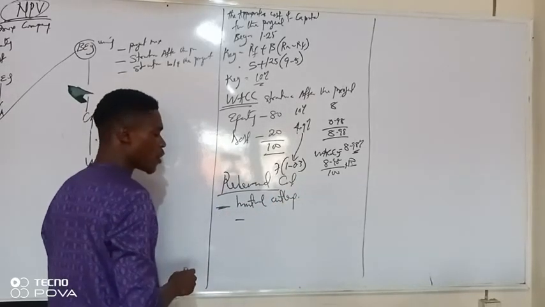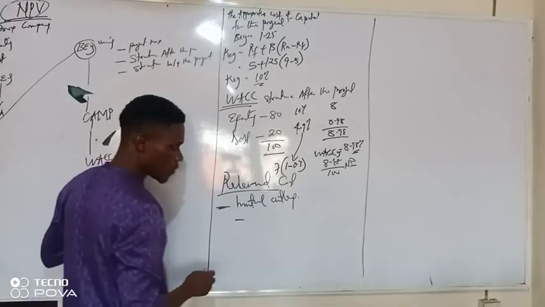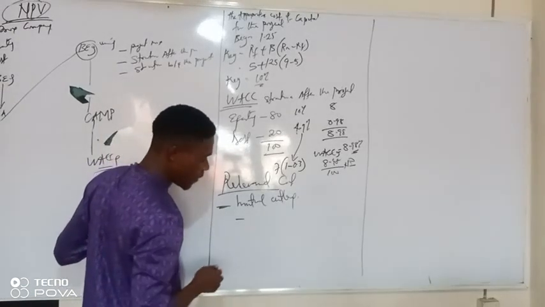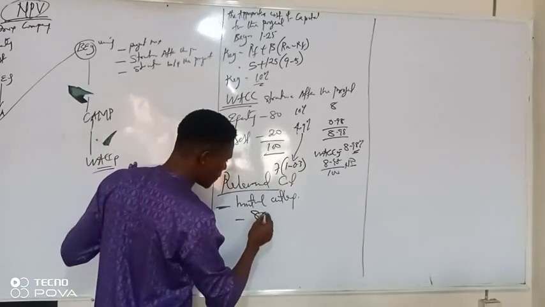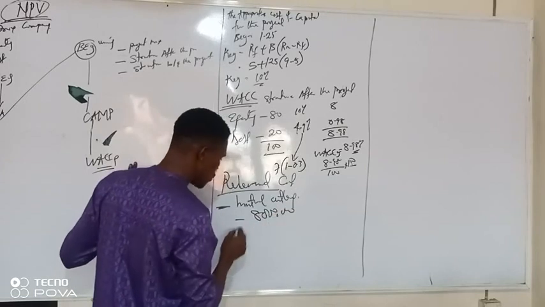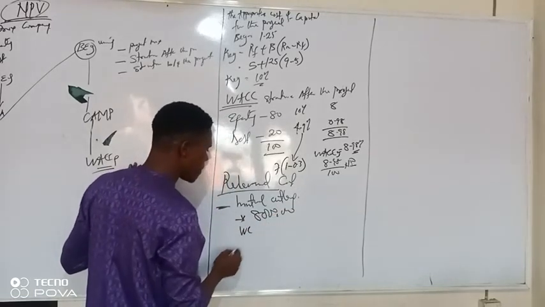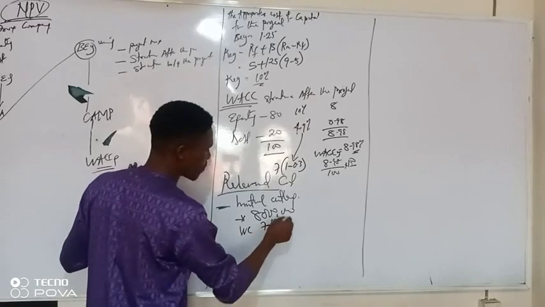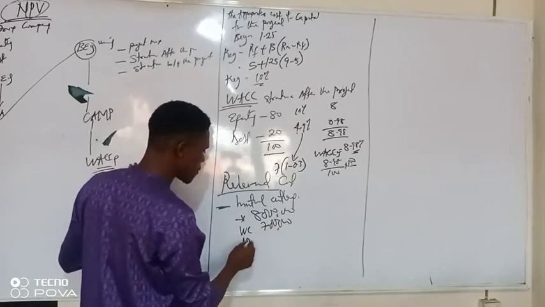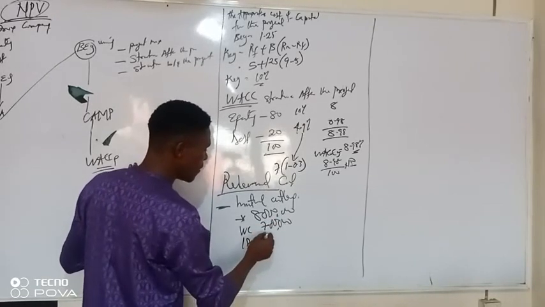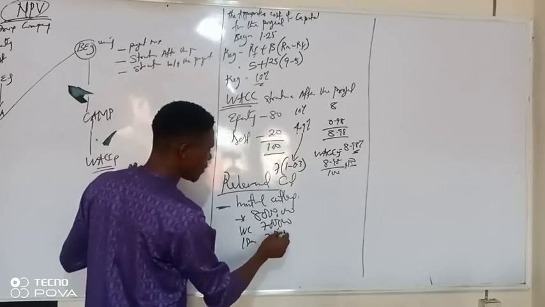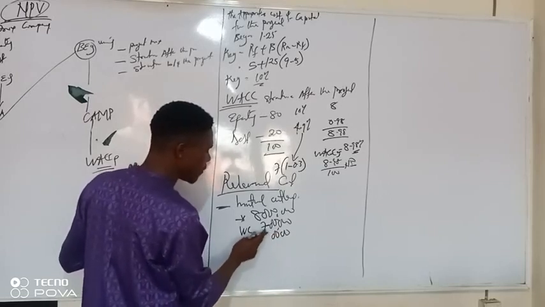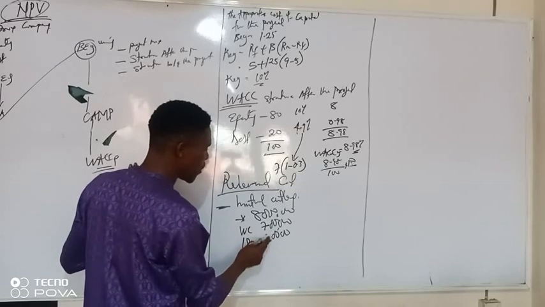One, the amount you will spend on the project: 8 million, Abi. Two, working capital: 700,000. Then the new cost, everything now: 300,000.